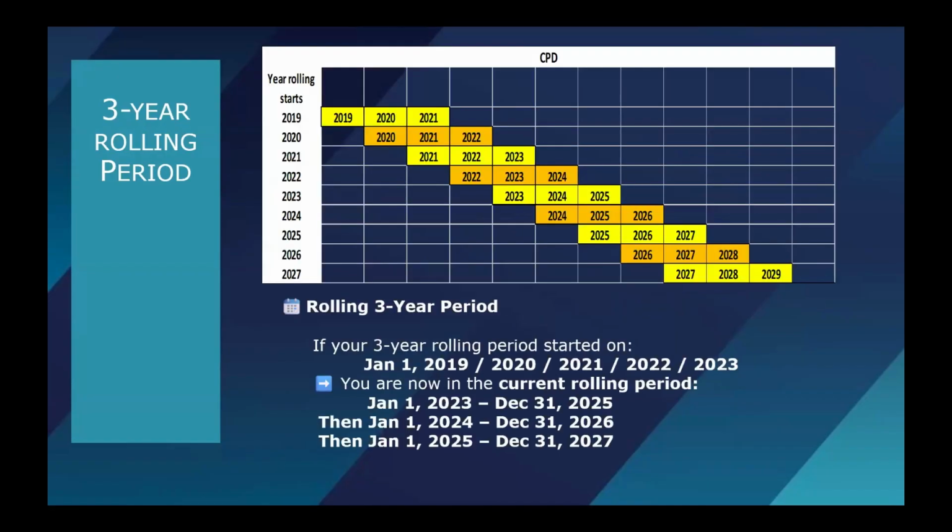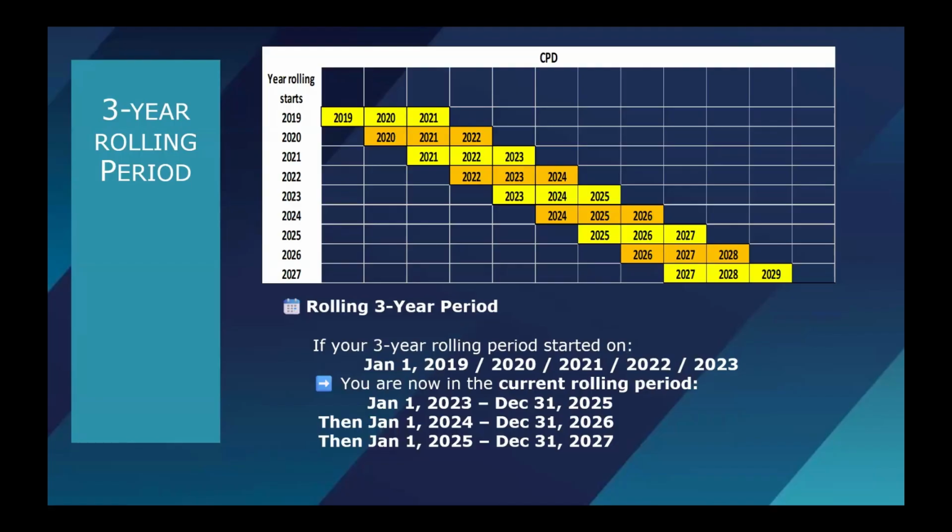As an example, if your 3-year rolling period started on January 1st, 2019, 2020, 2021, 2022, or 2023, you are now in your current 3-year rolling period, January 1st, 2023 to December 31st, 2025. Your next 3-year rolling period is January 1st, 2024 to December 31st, 2026. And then January 1st, 2025 to December 31st, 2027, and so on.